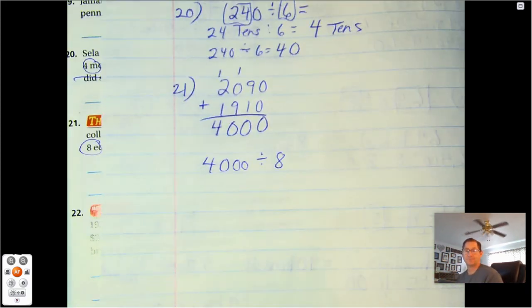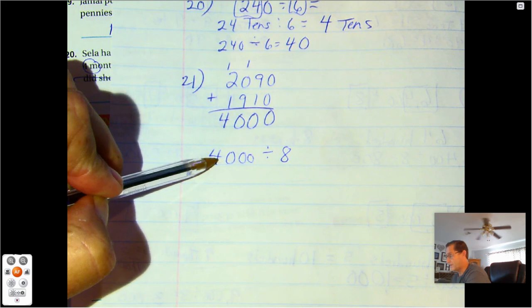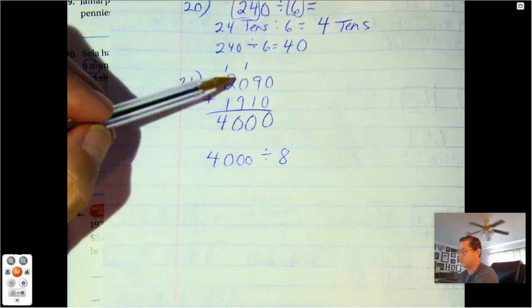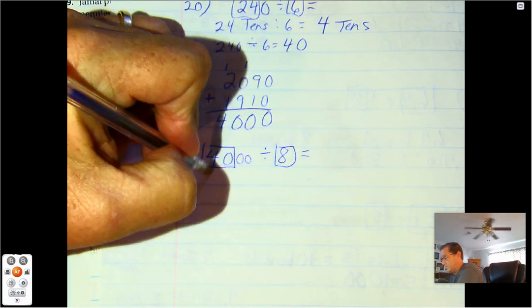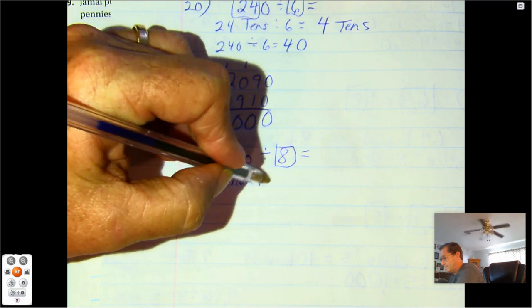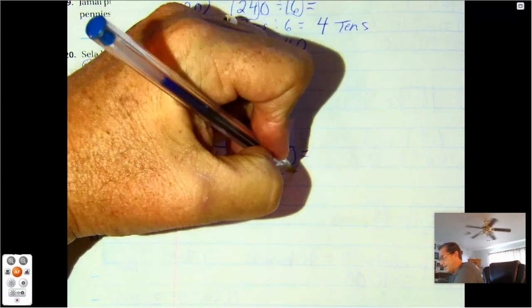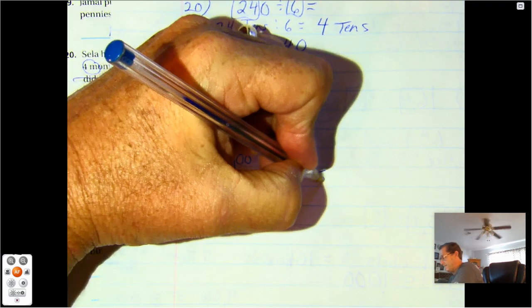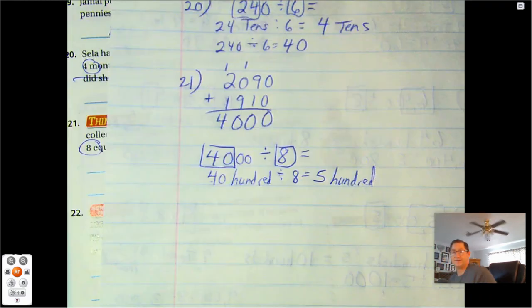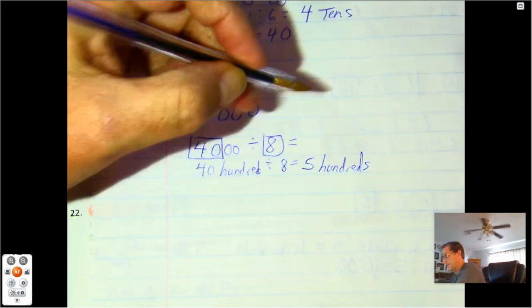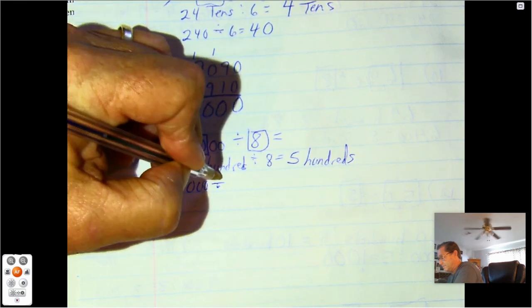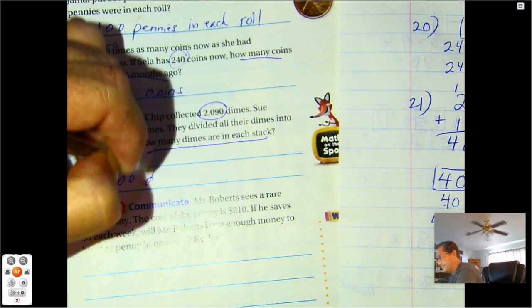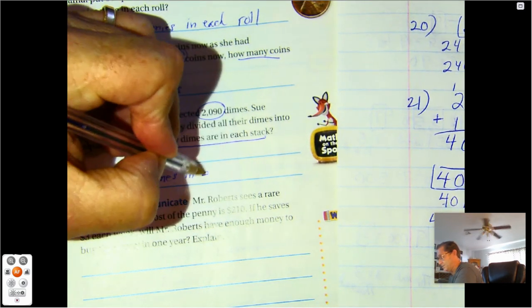So again, where did I get the 4,000 from? I added the two sets of dimes together, the two collections of dimes. My basic math fact is 40 divided by 8. So 40 hundreds divided by 8. 40 divided by 8 is 5, so 5 hundreds. So 4,000 divided by 8 is 500. So 500 dimes in each stack.